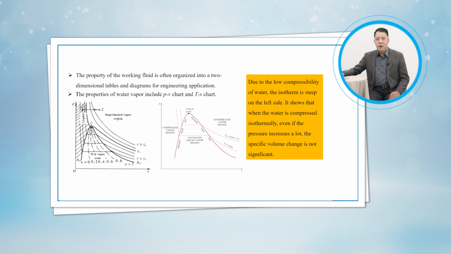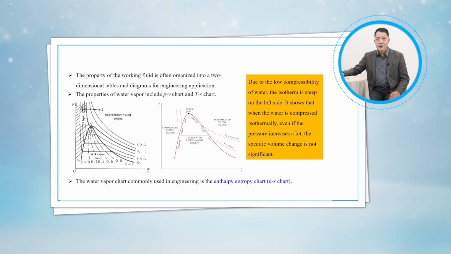Due to the low compressibility of water, the isotherm is steep on the left side. It shows that when the water is compressed isothermally, even if the pressure increases a lot, the specific volume change is not significant.